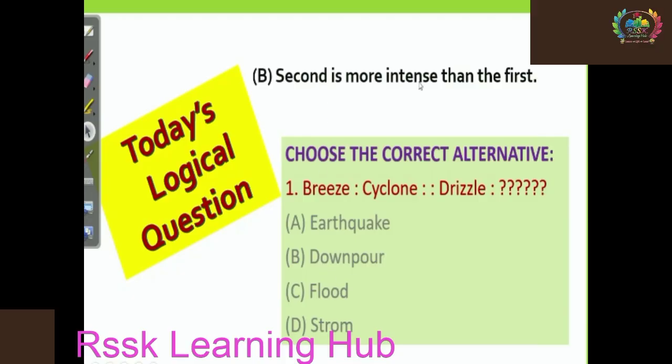So B is more intense than the first. Here cyclone is more intense than the breeze. Similarly, downpour is more intense than the drizzle.